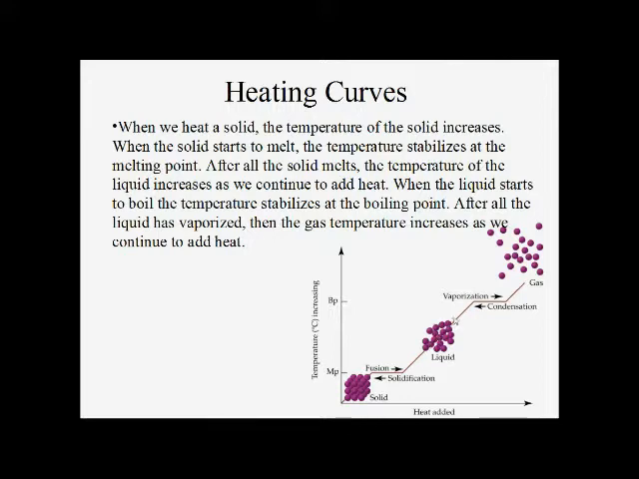And liquid will keep increasing in temperature as we continue to heat it until it starts to vaporize or boil. When it starts to boil, the temperature again stabilizes at the temperature of the boiling point. And it'll stay at that temperature until we have boiled away all of the liquid and are left with only the gas. And if we have the gas in a contained system and we keep heating it, then the temperature of the gas is going to increase also.